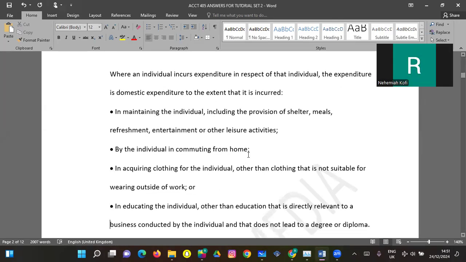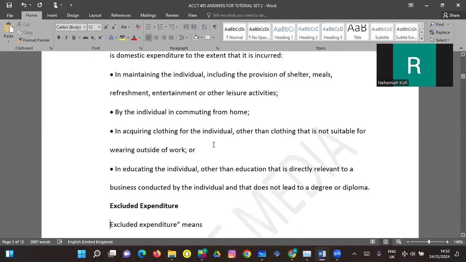All right. So in maintaining the individual, including the provision of shelter, meals, refreshment, entertainment, or other leisure activities, right? So by the individual commuting from home to work, any lorry fare that you pay from home to work is not allowable for deduction. And also in acquiring clothes for the individual other than clothes that are not suitable for wearing outside work. So when you acquire anything that will be used purposely for work, for example uniforms, working gear, Wellington boots that are specifically used for that particular work, then that particular expense is deductible.